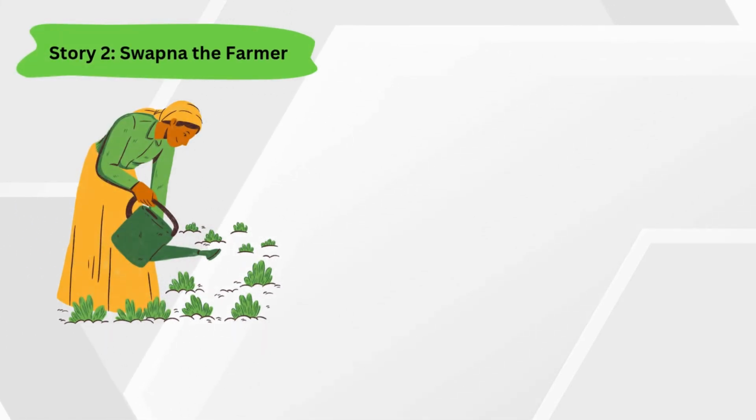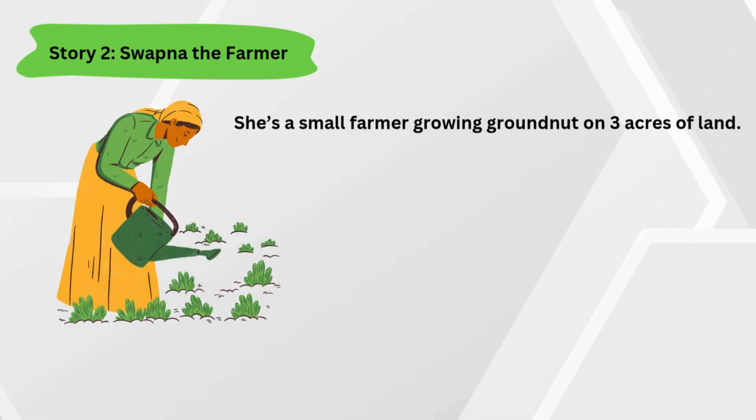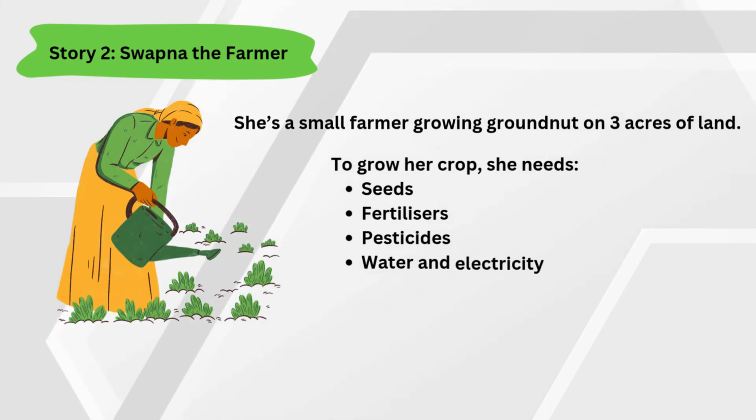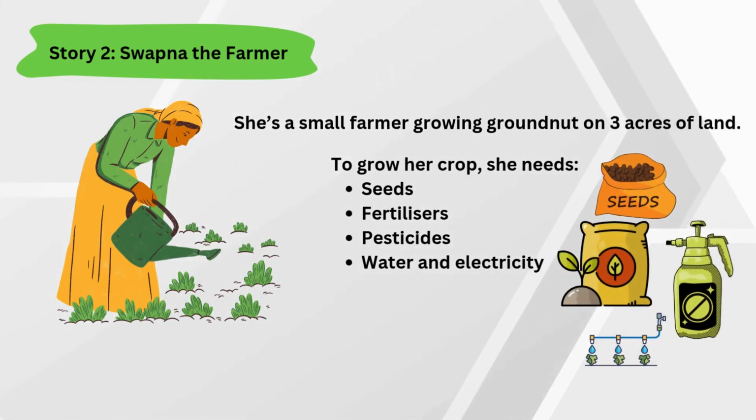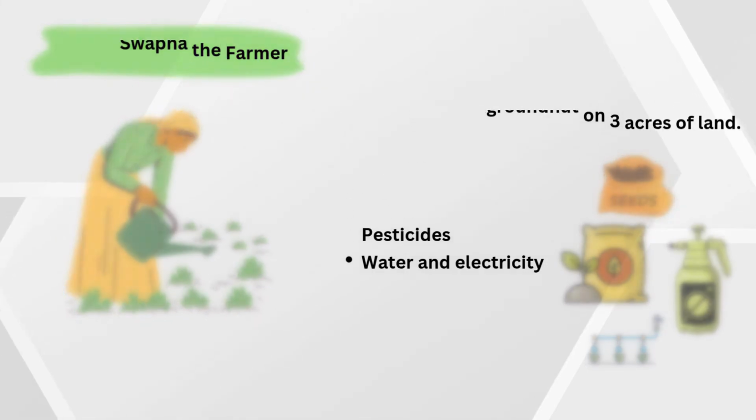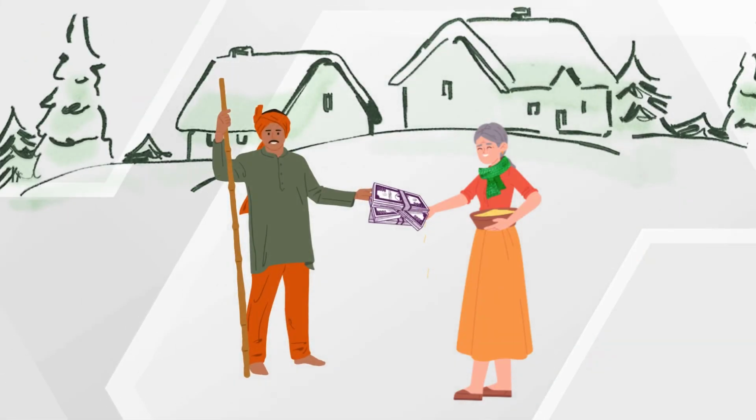Story 2. Sapna the Farmer. Now let's hear about Sapna. She's a small farmer growing groundnut on 3 acres of land. To grow her crop, she needs seeds, fertilizers, pesticides, water and electricity. But again, she doesn't have enough money at the start of the season. So she takes a loan from a money lender.